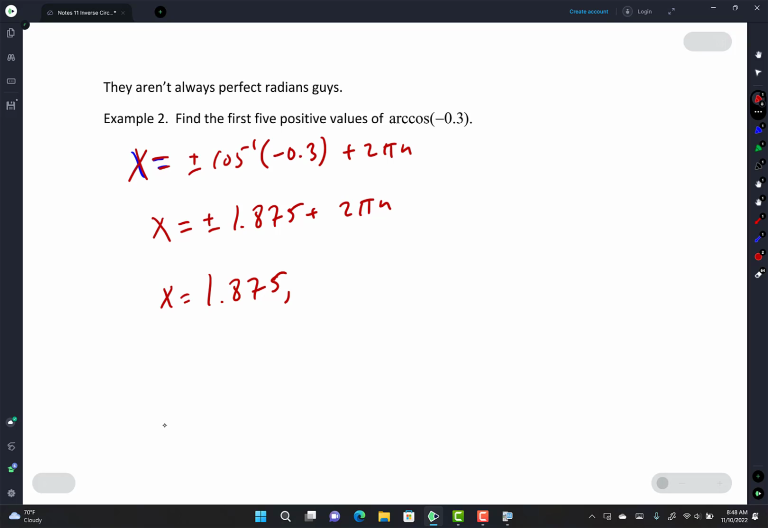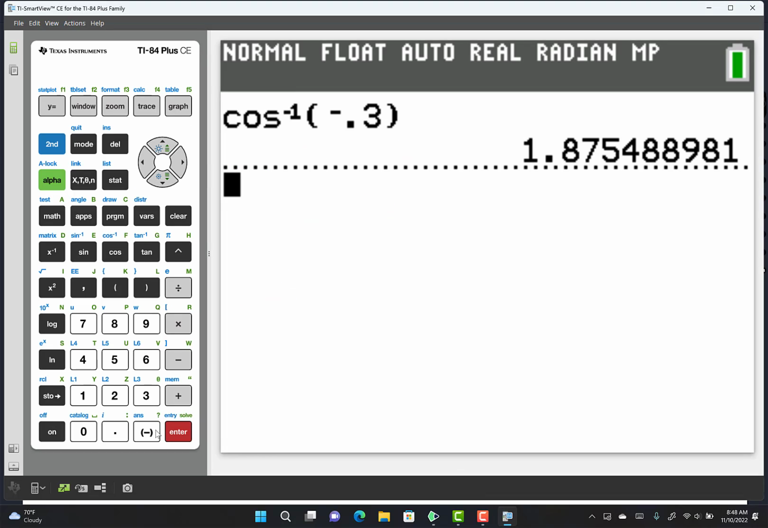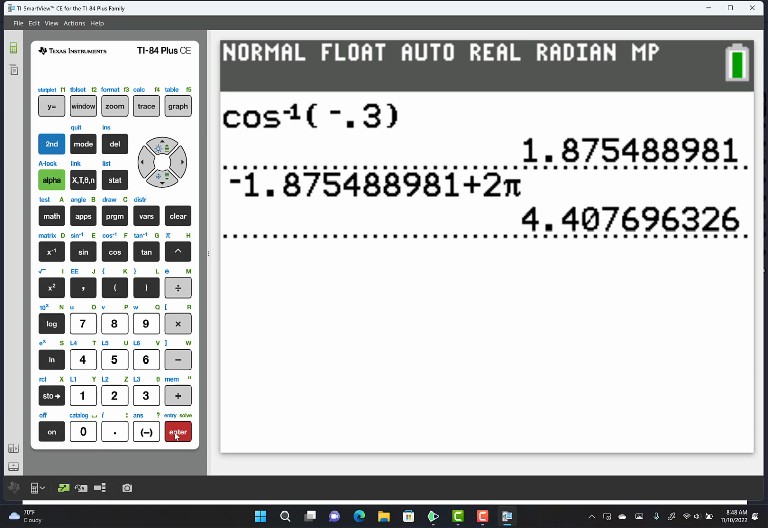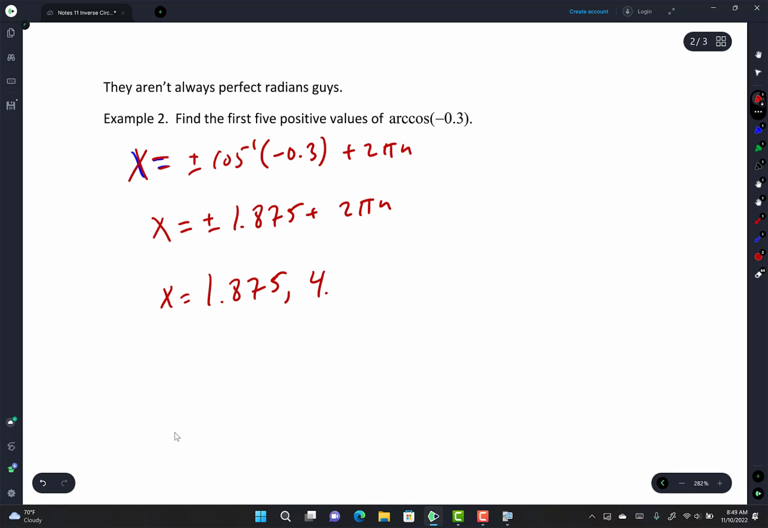The next answer, take the negative and add 2 pi. So I put a negative symbol, I scroll up, I push enter, and I'm going to go plus 2 pi. And I push enter again. 4.408. 4.408, comma. Now to get the next number, I go back to 1.875 and add 2 pi.